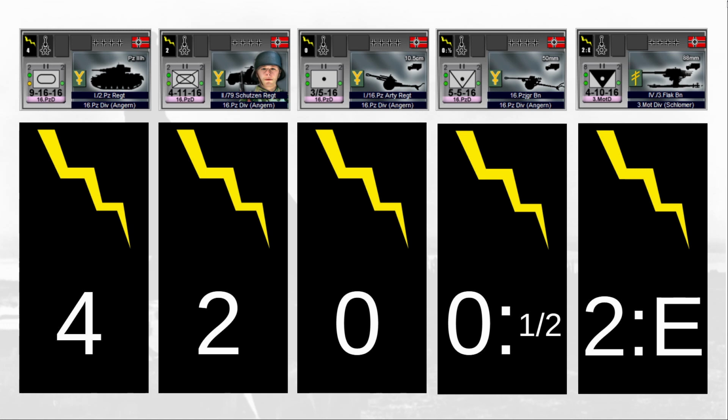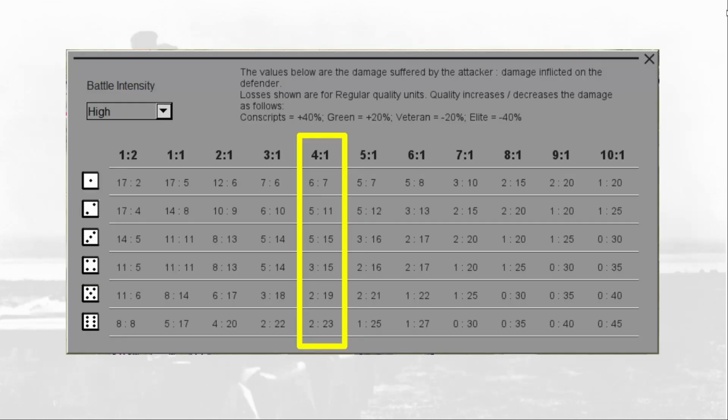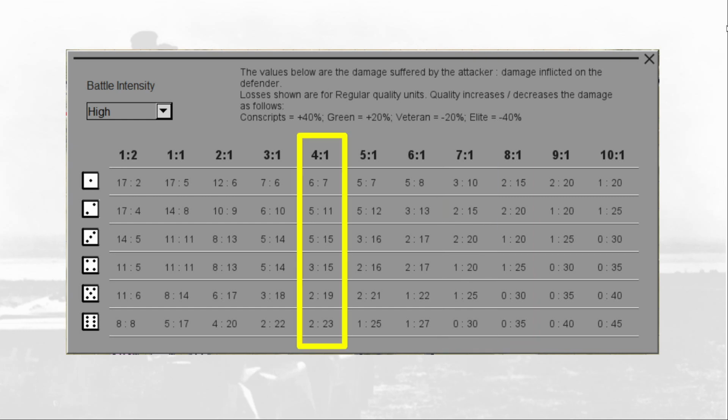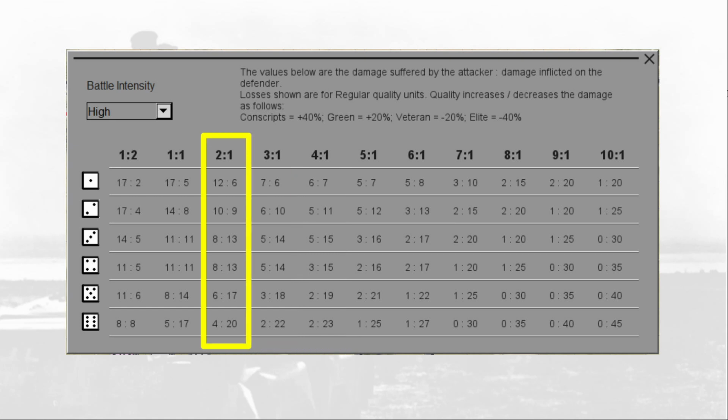An armor unit with a shock value of 4 has the potential to shift the odds of an attack or a defense 4 shifts. For example, a 4-to-1 attack with 4 odds shifts to the right becomes an 8-to-1. If the armor unit is defending against a 4-to-1 attack, 4 shifts to the left would reduce the attack odds to 1-to-2.